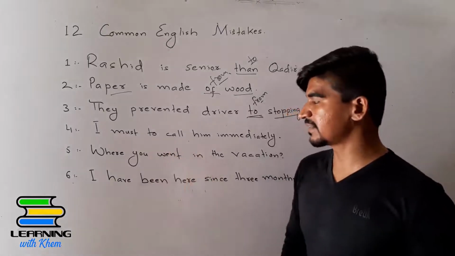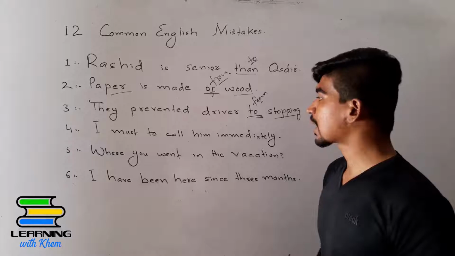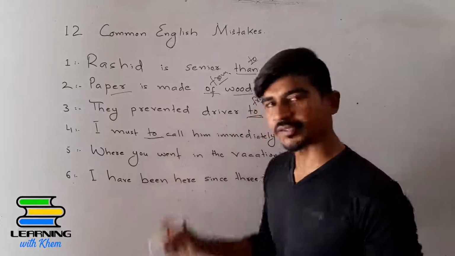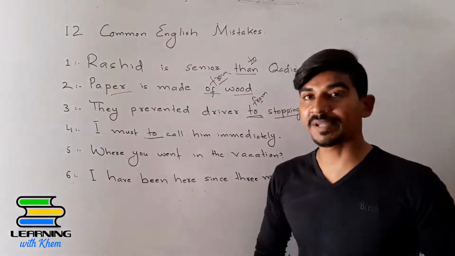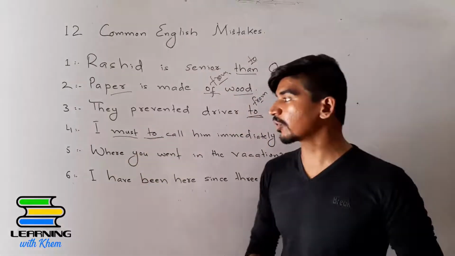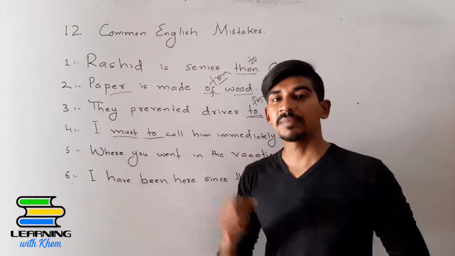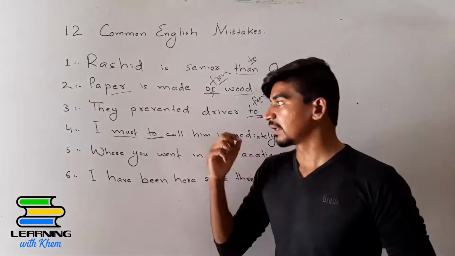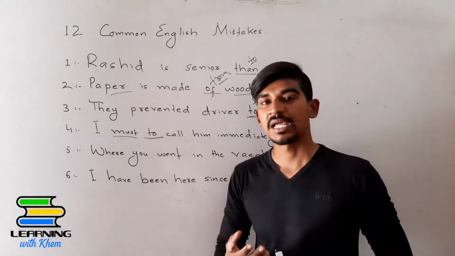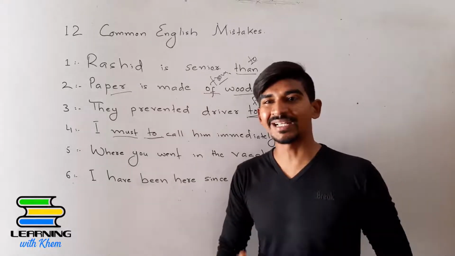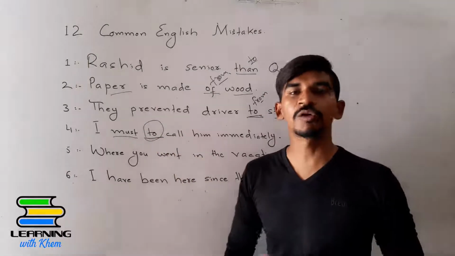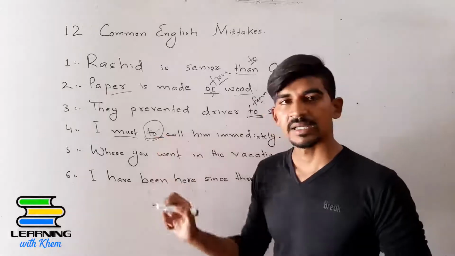Okay, moving to the next sentence, we have: I must to call him immediately. Of course, obviously the mistake comes here, and you people know very well what the mistake is, but the logic behind it is that the to is coming after the modal verb must. Whatever modal verb comes, we have the modal verbs can, should, would, could, will, shall. These words will never take to or an infinitive with them. So we need not write the word to with them.